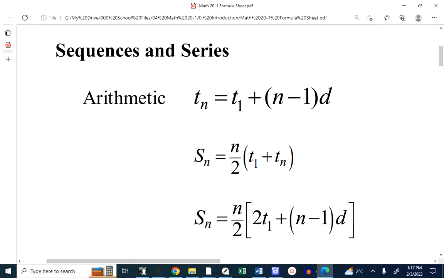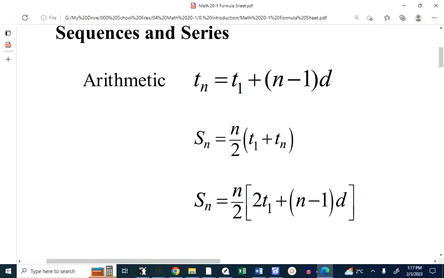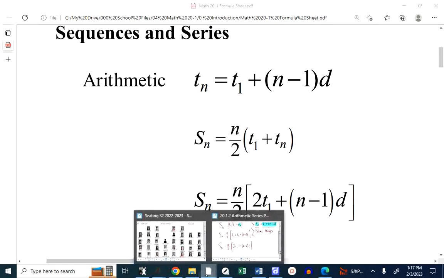But then we have those two formulas. The reason why we have two formulas is sometimes you are expected to find the sum of a series, but you don't know the common difference, and then you can use this formula without finding the common difference. Sometimes you don't know the last term, but you do know the common difference and the first term. So it's very easy to use this formula. So let's take a look now at the examples.